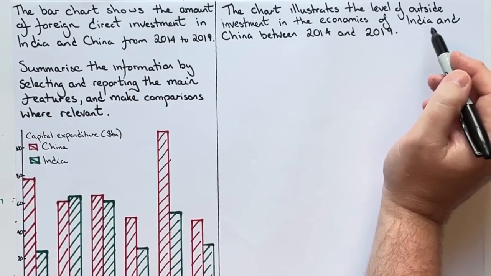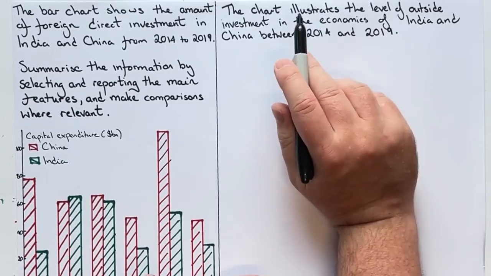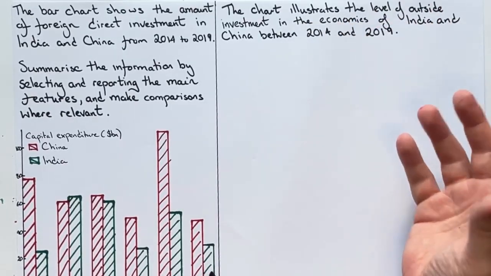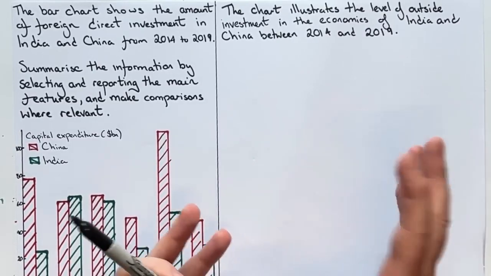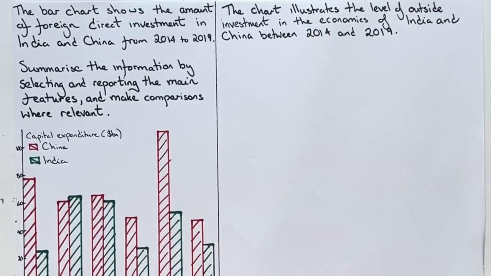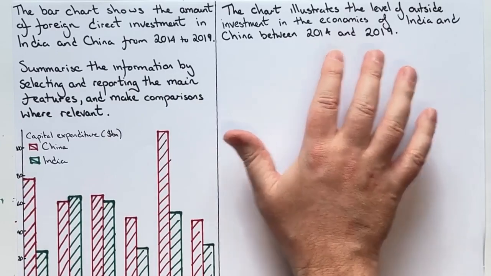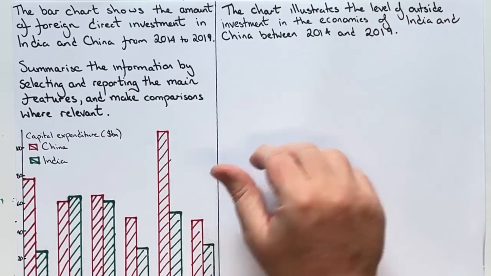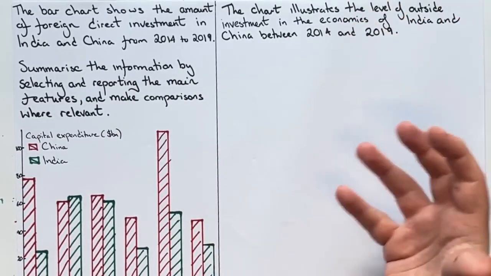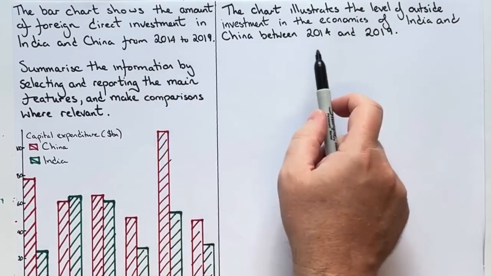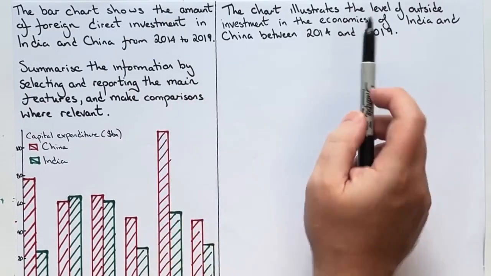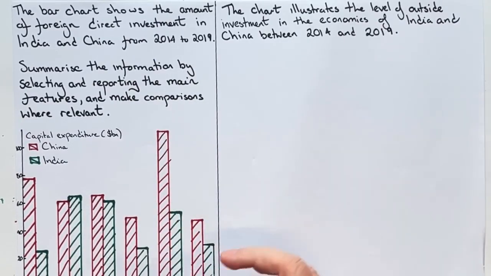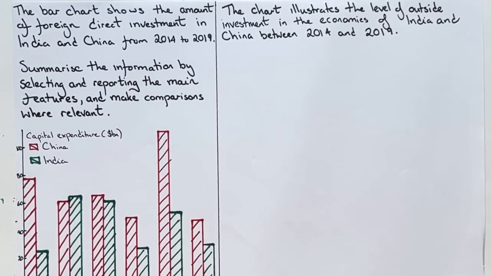Now there's no other way of saying India. India is India, China is China. We could say two countries in Asia or something like that, but that's not very precise. Asia is a massive continent. So instead of just saying in India and China, we said in the economies of. And from, to, between, and. From 2014 to 2019, between 2014 and 2019. There will often be dates involved when it comes to these.